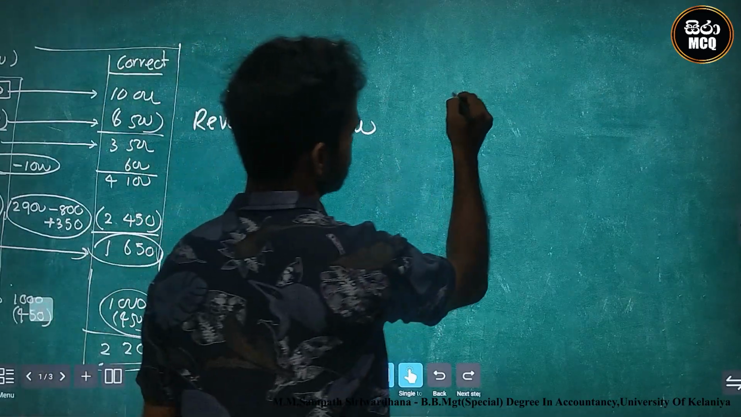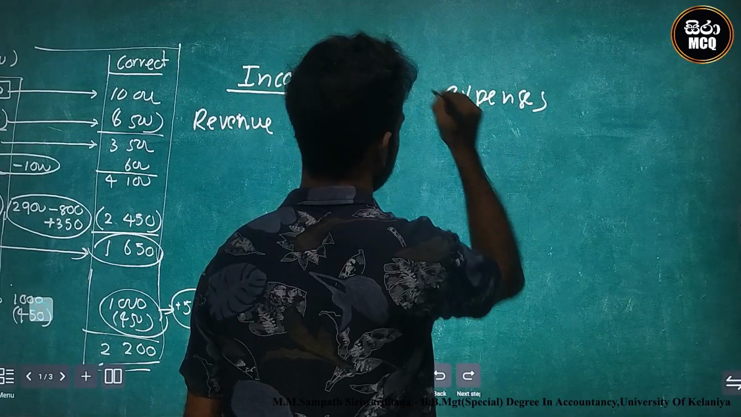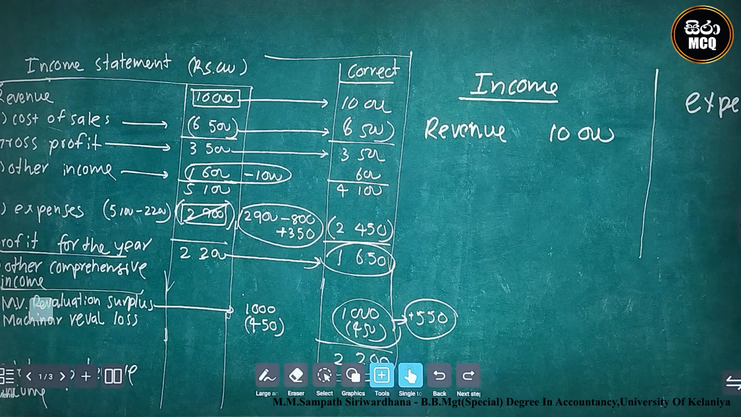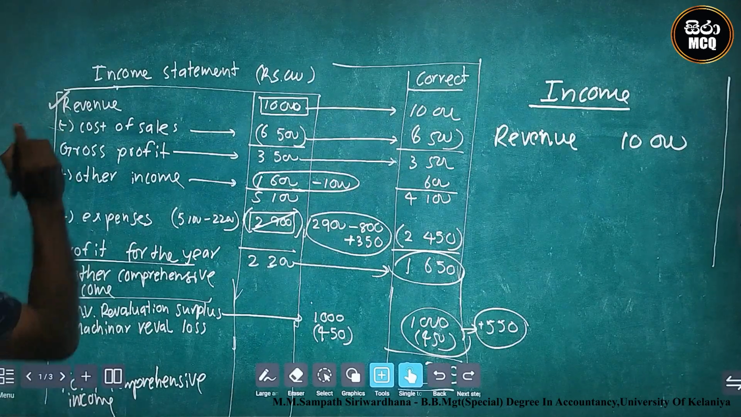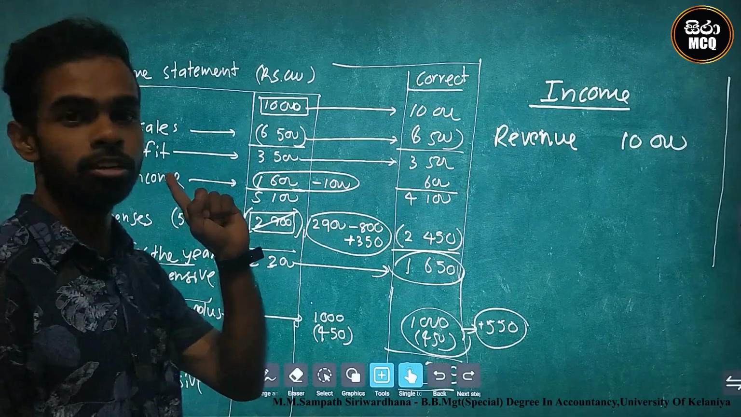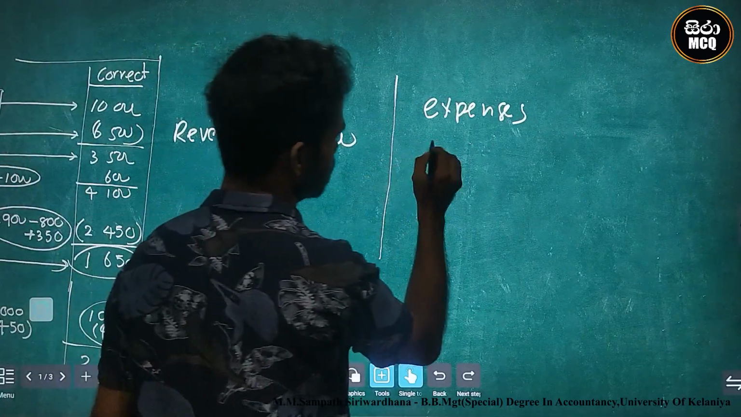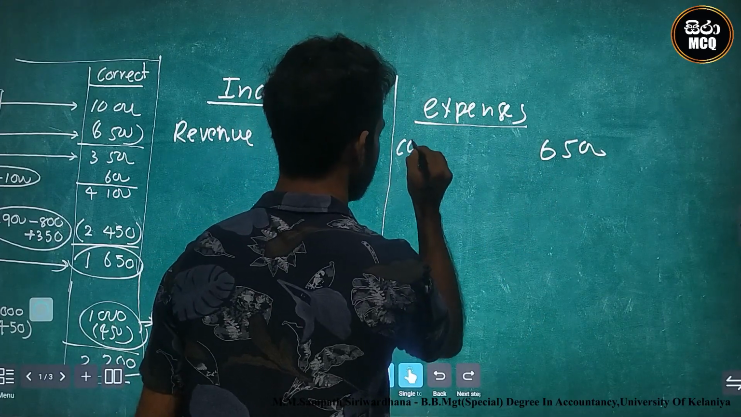Again, I identified the expenses in the same line. Look at the income statement. The cost of sales is the major expense, 6,500. Therefore, I identified the expense, 6,500 cost of sales.